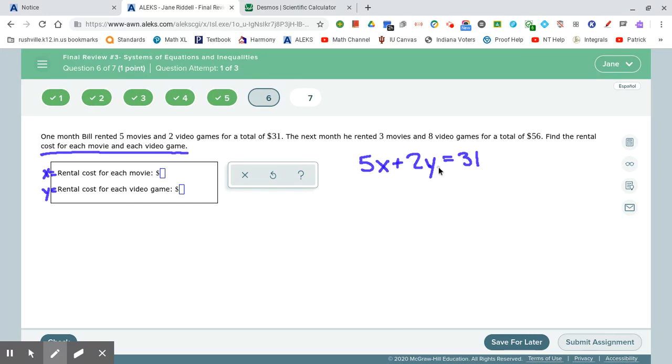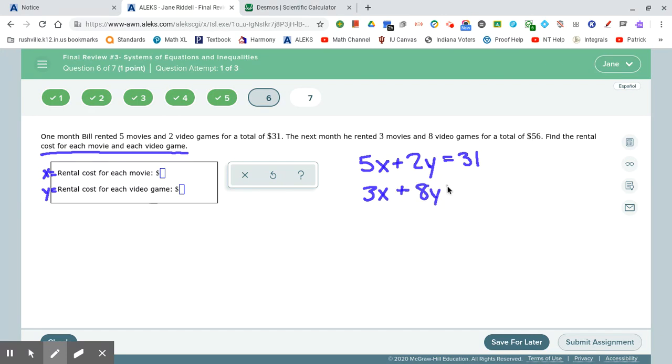So I could probably use some guess and check, but if these are decimals, it would be a little bit harder. So I'm going to go and get a second equation since I have 2 unknowns, and then I'm going to solve my system. So for the second month, he rented 3 movies. So that's going to be 3 times X, and so plus 8 video games.